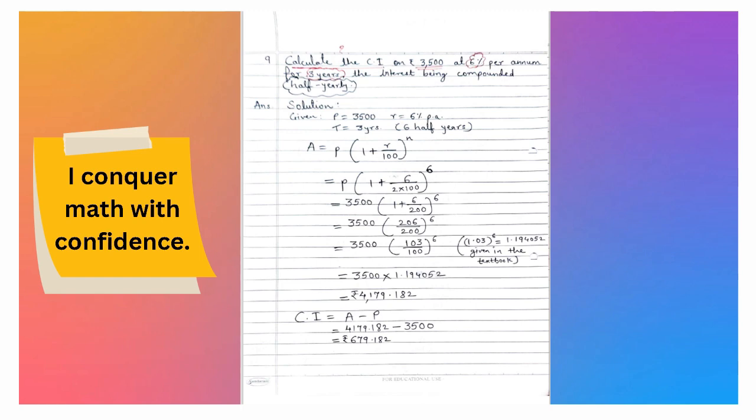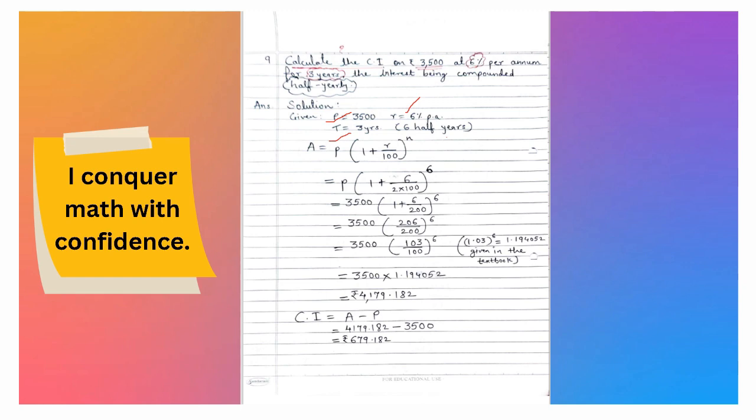Now let's see the ninth sum. Calculate the CI on rupees 3,500 at 6% per annum for 3 years, the interest being compounded half yearly. So whatever things are given here: principal is given, rate of interest is given, time is given. 3 years I have converted into half years, that is 6 half years, and they told you to find the amount here.